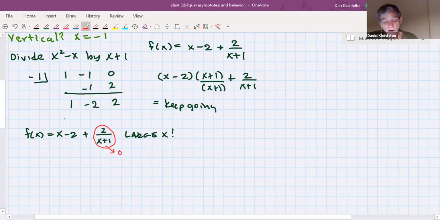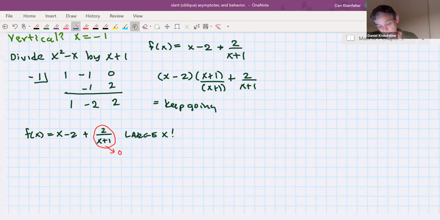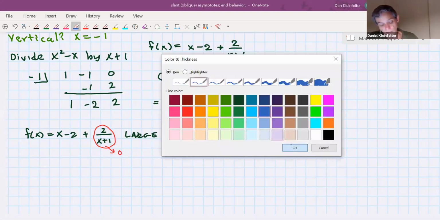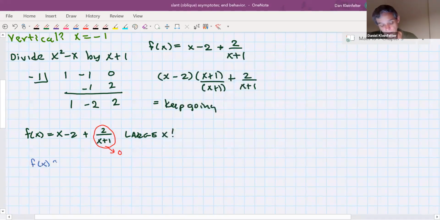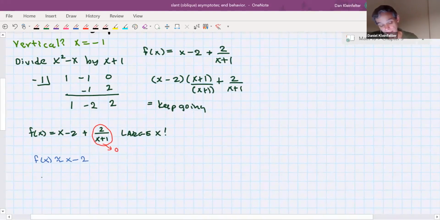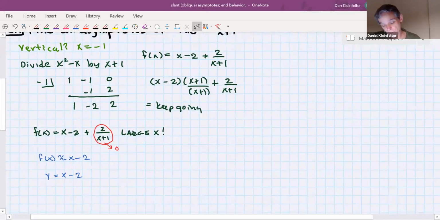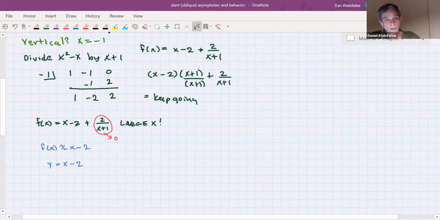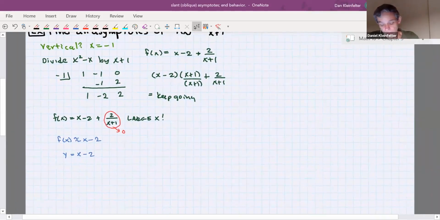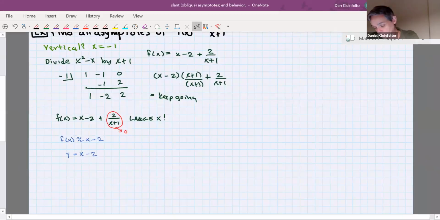And so our f of x will be pretty close to x minus 2. That will be the slant asymptote. Okay, so this is a line with slope 1 and y-intercept negative 2. So that will be our slant asymptote. So I'm going to use the computer to get us a graph of this function, which we'll put in here.